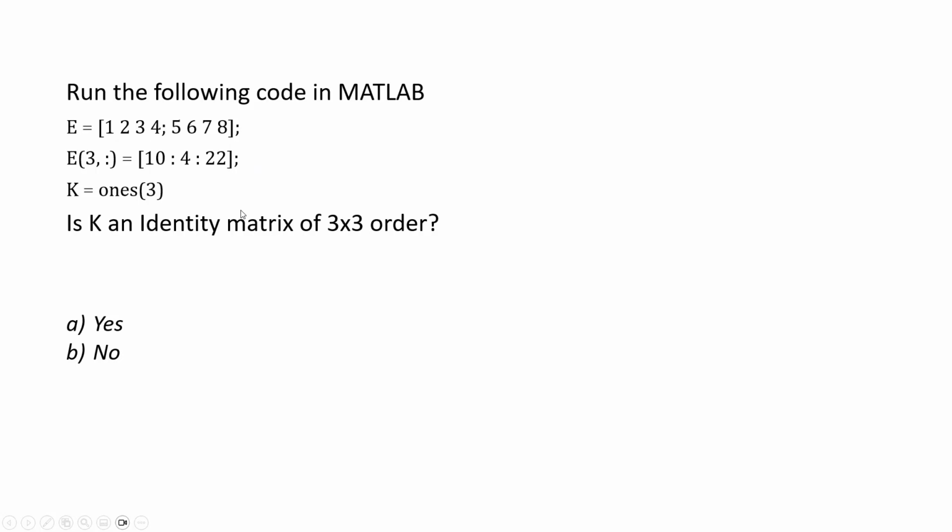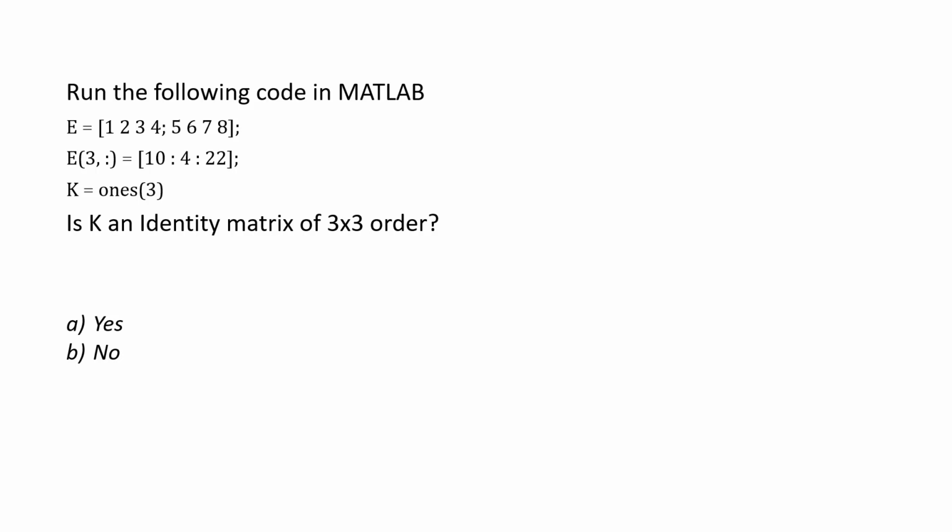So if you just see these two lines, the first line will create one matrix with two rows and four columns. And then with this line, E will be updated, where the third row will have the values starting from 10 to 22 with an increment of 4. So what will be the matrix E after these two lines? It will be 1 2 3 4, 5 6 7 8, and the last row will be 10 14 18 and 22.